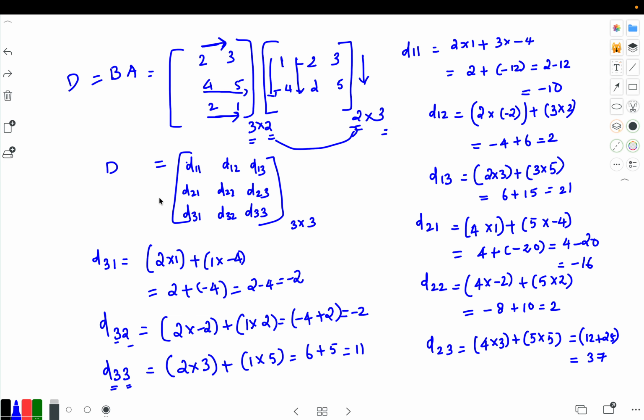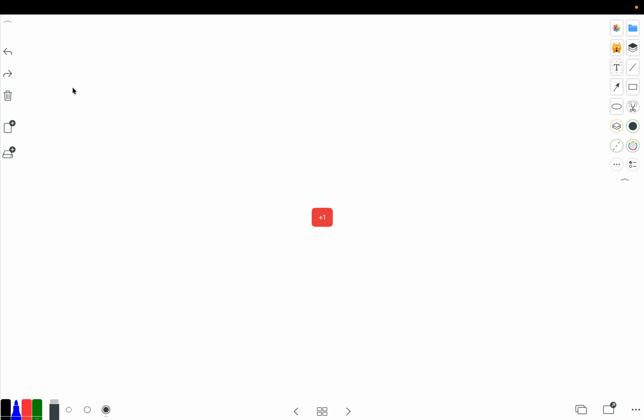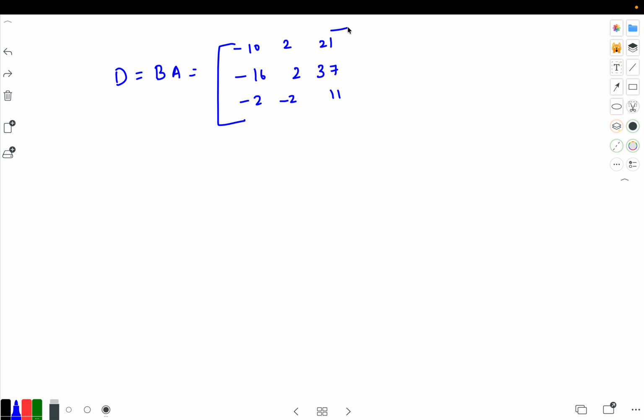So the resultant matrix D equals BA equals [-10, 2, 21; -16, 2, 37; -2, -2, 11]. Here the order of matrix BA is 3 by 3 and the order of AB is 2 by 2. So AB is not equal to BA.